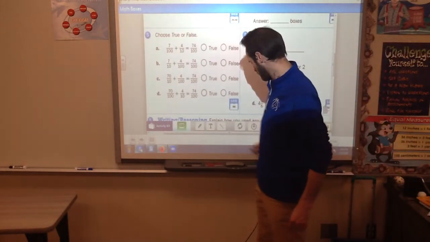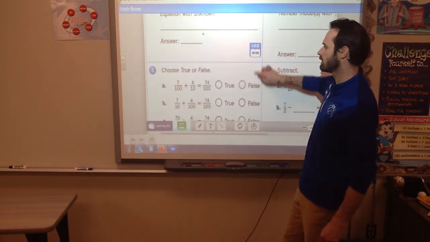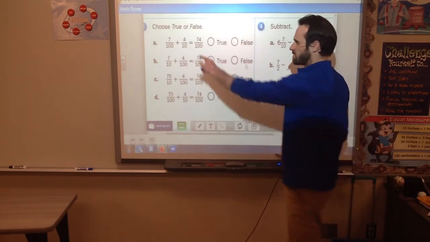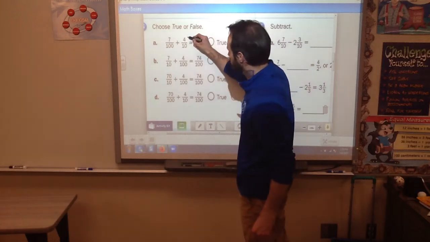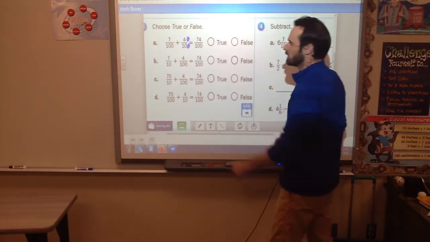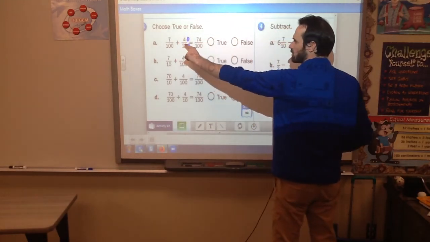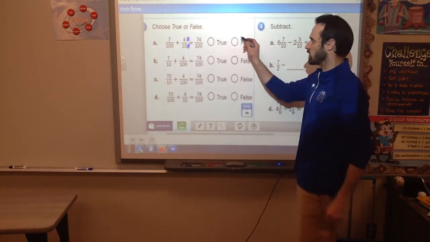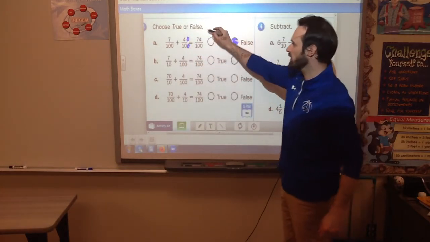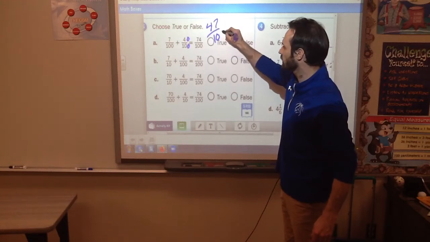Okay, because, actually make it one bigger. Because this is tenths and we need hundredths, I'm going to multiply this by 10 and that. 7 plus 40 is 47. This one is false because the answer here would be 47 hundredths.